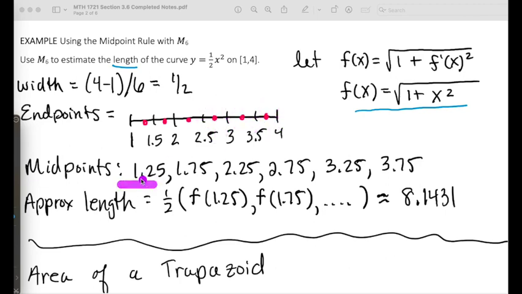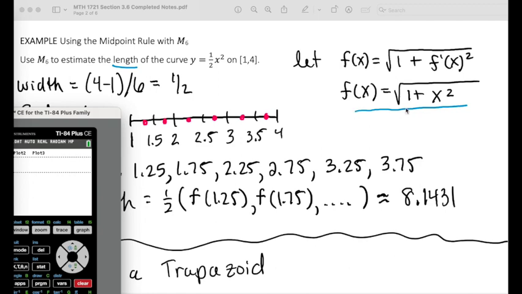And when I did that, I got midpoints of 1.25, 1.75, 2.25, 2.75, 3.25, and 3.75. So to find the approximate length, I'm going to evaluate this function at each of the midpoints, add them up, and then multiply by 1/2. I put a comma here, that's a typo, this should be a plus. We're adding these up, then multiplying by 1/2, and we should get 8.1431. Now, let's check out how to do this on the calculator, and let's practice.